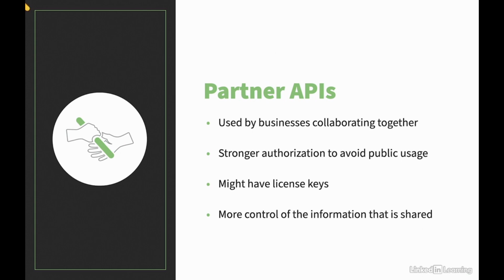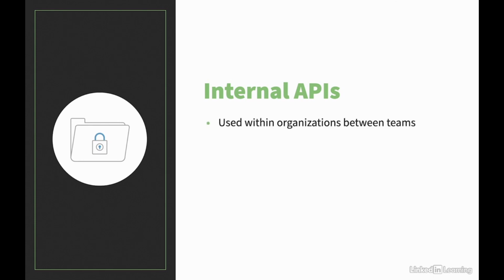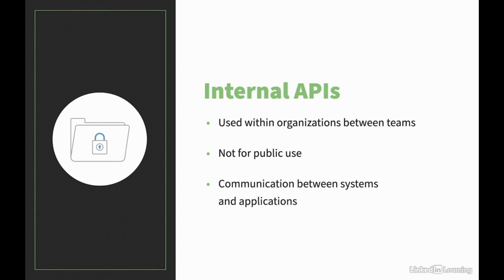The third one is private APIs or internal APIs. As the name implies, these APIs are internally used by organizations and not for public use. These are used when there is communication between systems or applications within the organization. When a new system is built, it interacts with the other existing systems using these APIs.